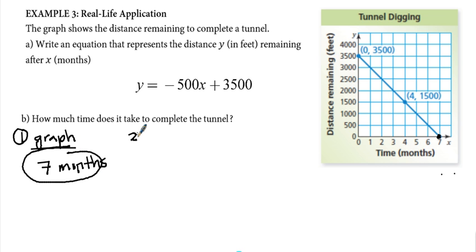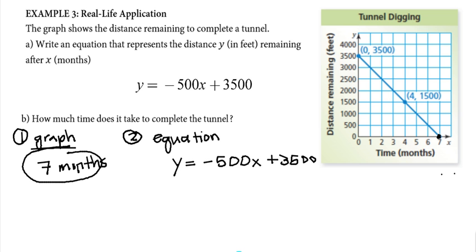Now, if you're using the equation, you're trying to find where you have no distance left. And that's when the distance remaining is 0, and that stands for y equals 0. So what will be the x value when y is 0? Plug it into the equation, make y 0. You would get 0 equals negative 500x plus 3,500.